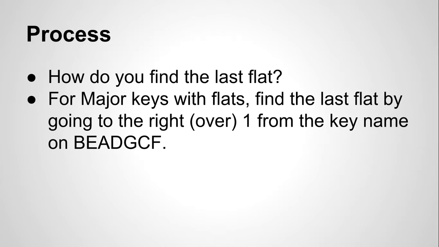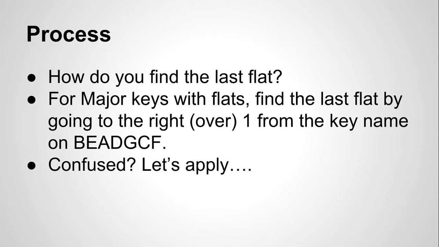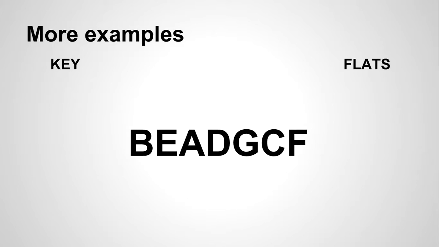So here's what you're going to do. For major keys with flats, find the last flat by going to the right 1. Go over 1 from the key name on B, E, A, D, G, C, F. It's just a mouthful. You could hear me stuttering when I was saying it. So you're probably confused, right? Let me show you, and then you're going to know how to do it. It's pretty simple.